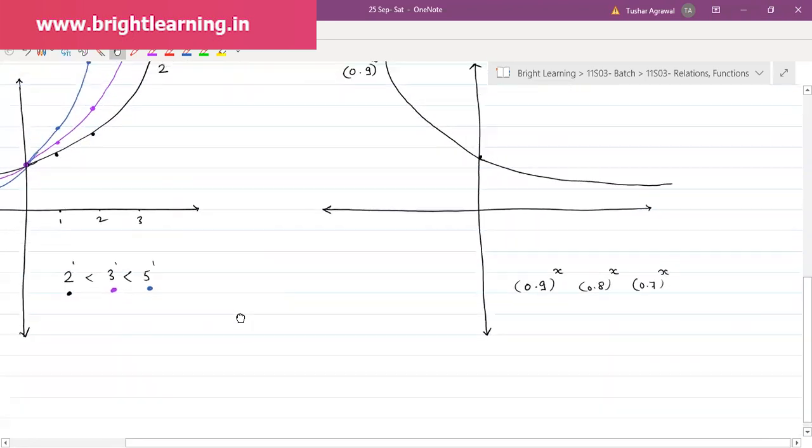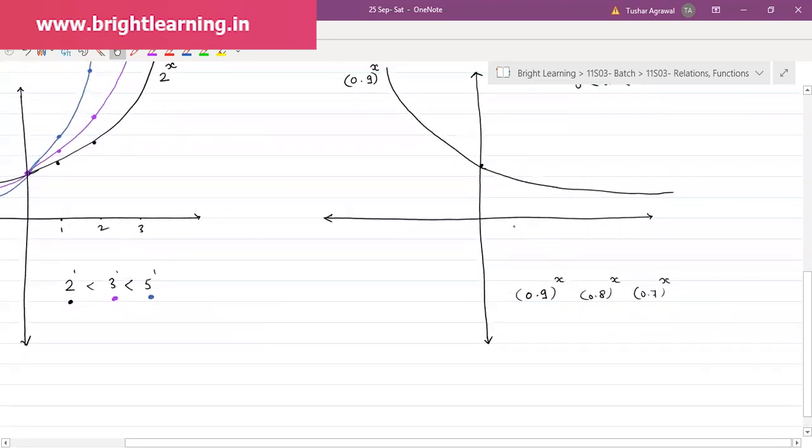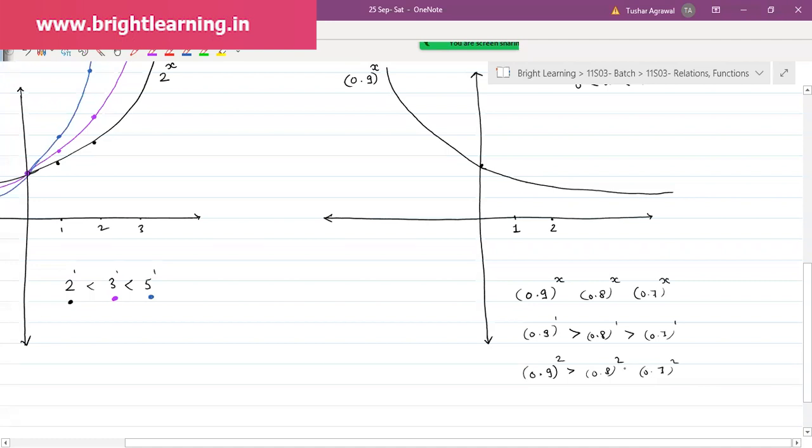Now, how to think? Sir, let's say x equals 1. So 0.9 raised to 1, 0.8 raised to 1, and 0.7 raised to 1. 0.9 raised to 1 is always greater than 0.8 raised to 1 and 0.7 raised to 1. Similarly, for x equal to 2, the corresponding images: 0.9 square, 0.8 square will be smaller, and 0.7 square will be even smaller.